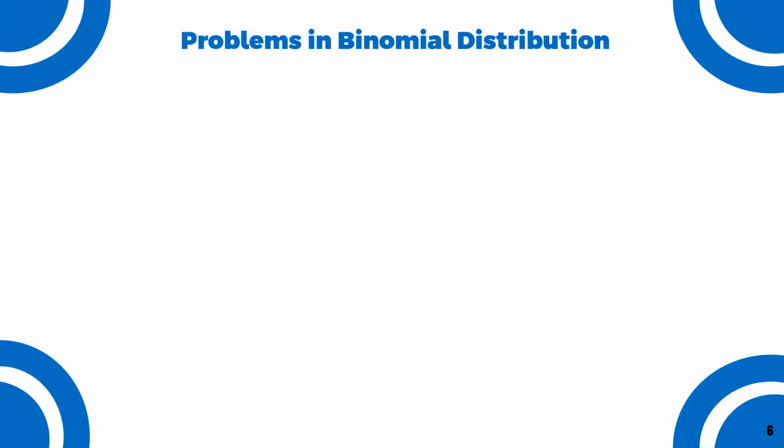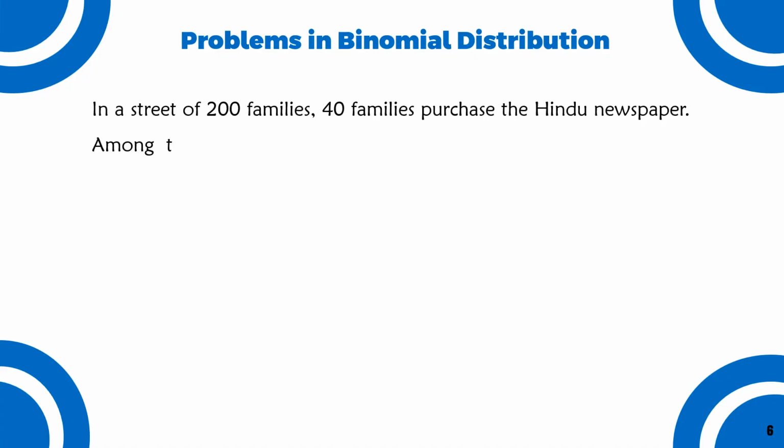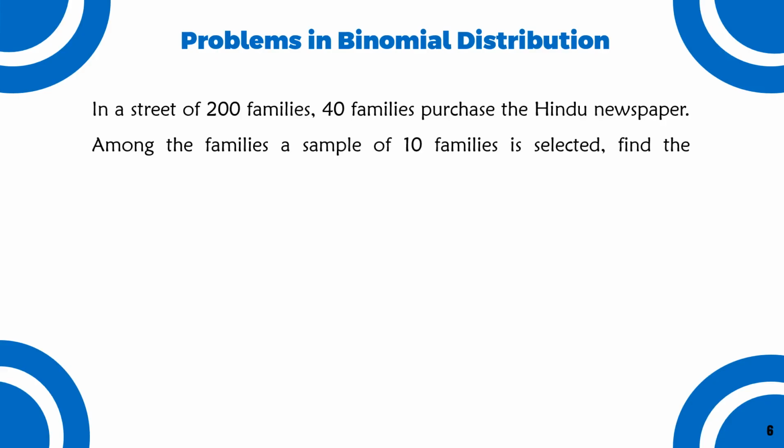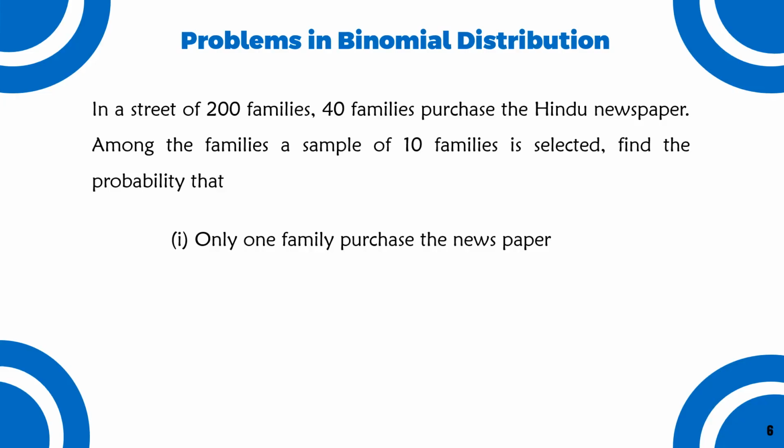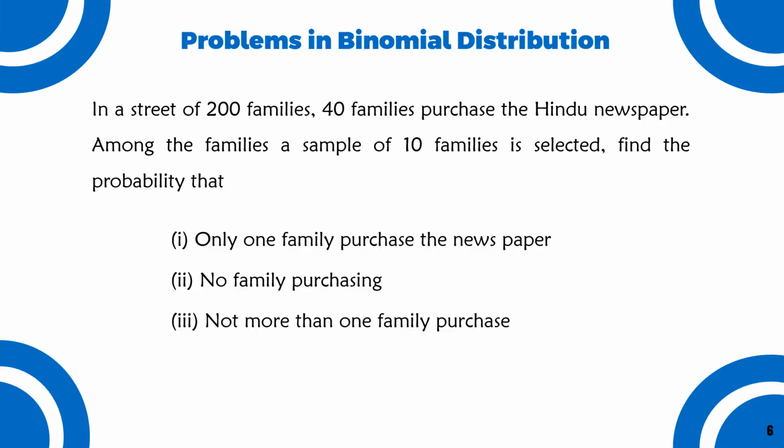Now, let's take a look at a problem in binomial distribution. In a street of 200 families, 40 families purchase the Hindu newspaper. Among the families, a sample of 10 families is selected. Find the probability that only one family purchases the newspaper, no family purchasing, not more than one family purchase it.